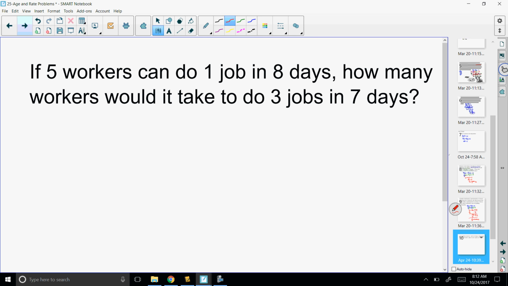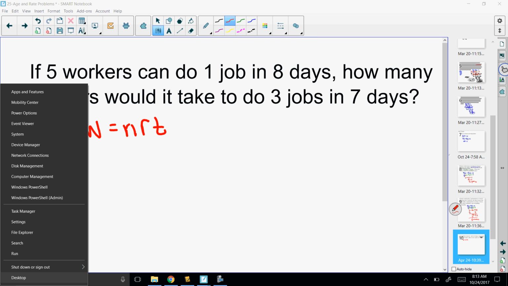So the next type of problem we can encounter, one that I told you about, is work or jobs is equal to number times rate times time. So if we look at this one, we have 5 workers can do 1 job in 8 days. How many workers would it take to do 3 jobs in 7 days? So if we go back to that equation, work is equal to number times rate times time.